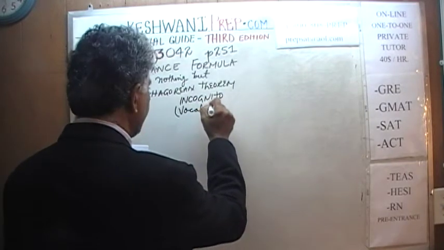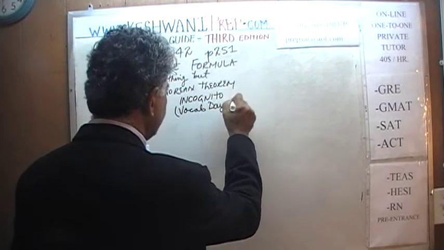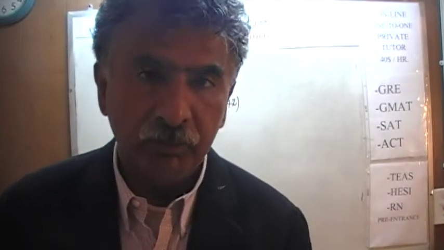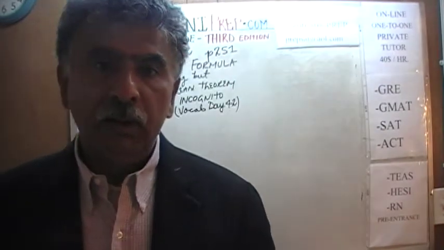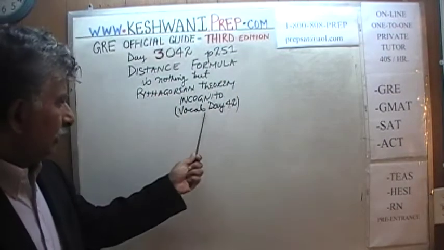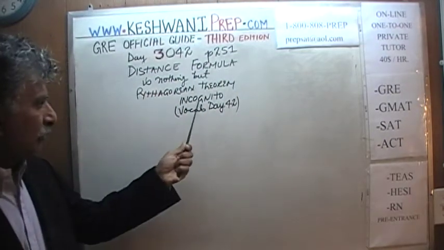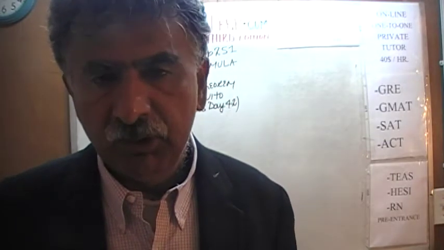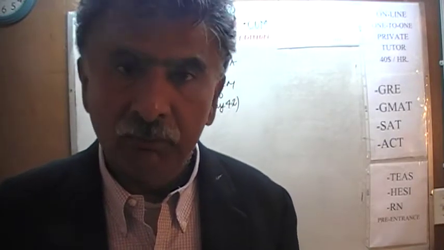Vocabulary, day 42. If you're interested in improving your vocabulary, if you're interested in getting a better score in the verbal part as well, having a decent vocabulary is a must. Just type in GRE vocabulary words, day 42. The video will pop right up. On day 42, we learned about incognito, which simply means in disguise. So what is the distance formula? If somebody were to ask you, the answer simply is, it's simply Pythagorean theorem incognito.